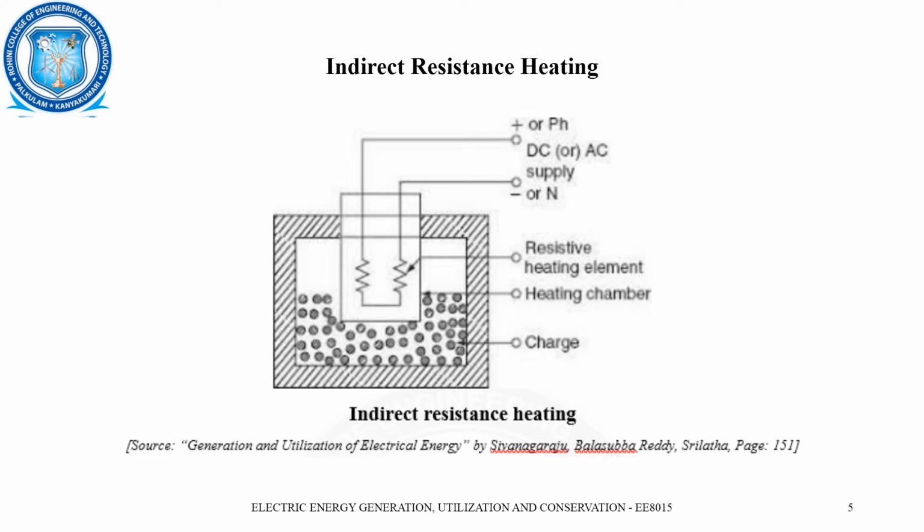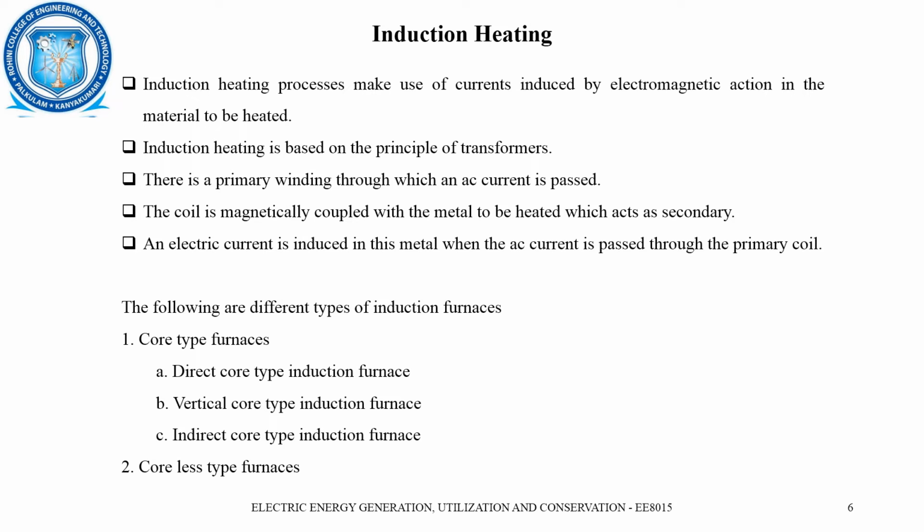If it is indirect resistance heating, the electricity is passed through the filament or heating element present inside the heat chamber, and only the heat chamber has contact with the charge. When heat is increased here, the temperature of the heating chamber also increases, and that temperature creates a melting of this charge. Next is induction heating.